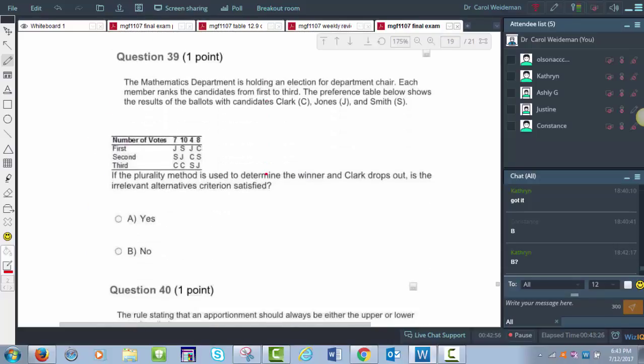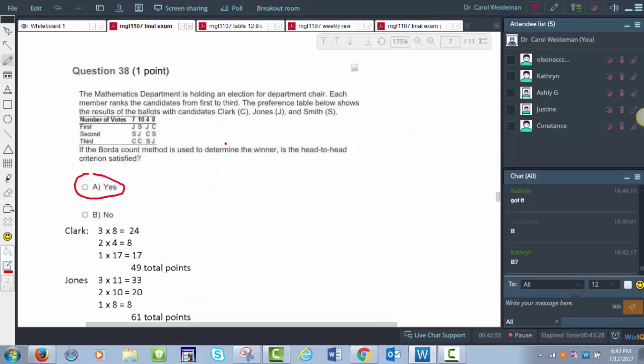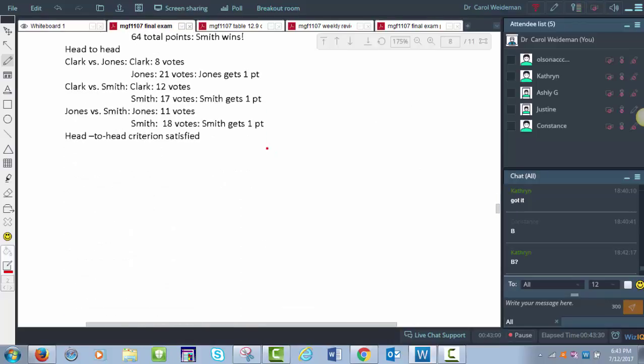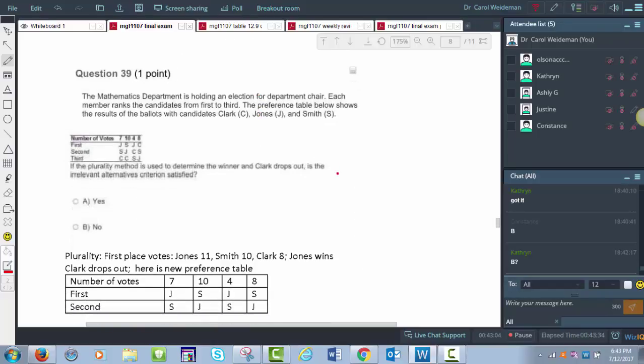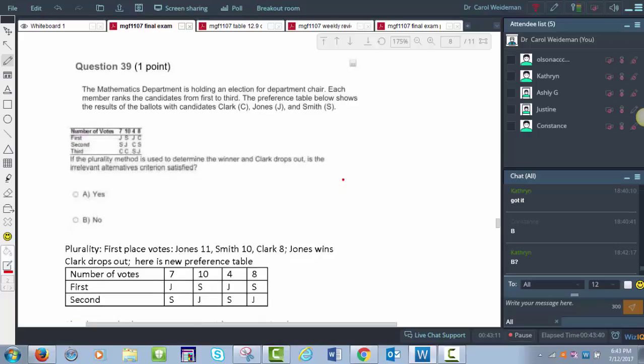Okay, the same scenario in the same data table actually. Now they want to know if plurality is used to determine the winner and then Clark drops out, is the irrelevant alternatives criterion satisfied? Okay, so plurality first. If we start out first, we have Jones with 11, Smith with 10, and Clark with 8. So Jones won by plurality. He had the most votes, or she had the most votes.